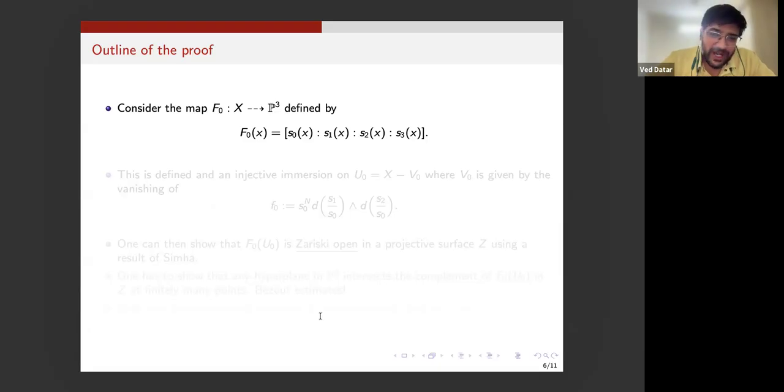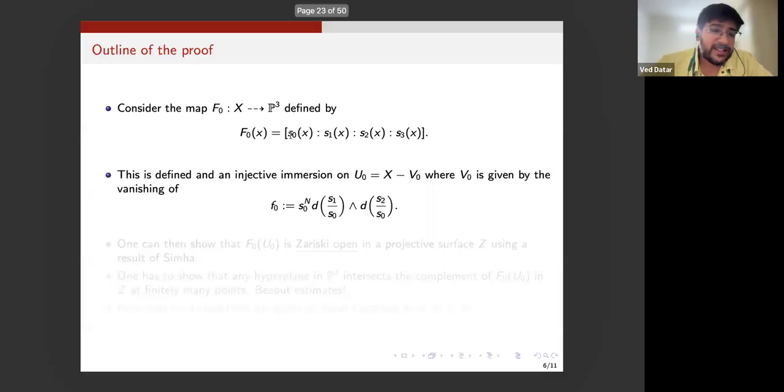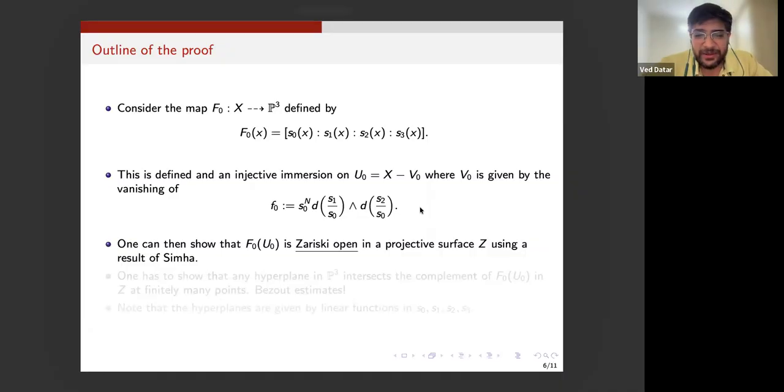Okay, so the idea is once you have finite generation, you can just consider this map F naught given by these sections that show up in the finite generation proposition. And the point is that this will actually be defined and an injective immersion outside of an analytic set given by the vanishing of this explicit form. Okay, so then one can show additionally that if you look at the image of this U naught, then that is actually Zariski open in a projective surface using an old characterization due to Simha.